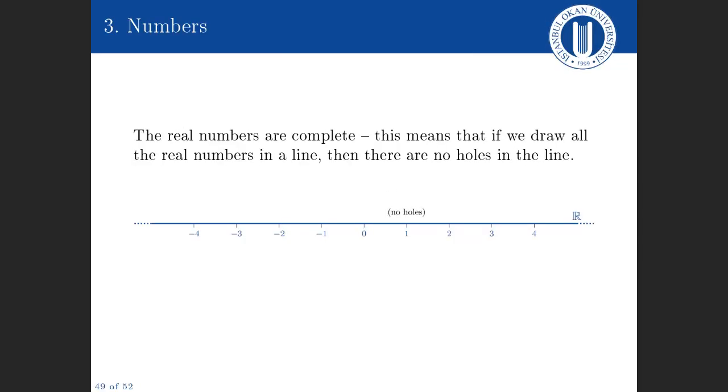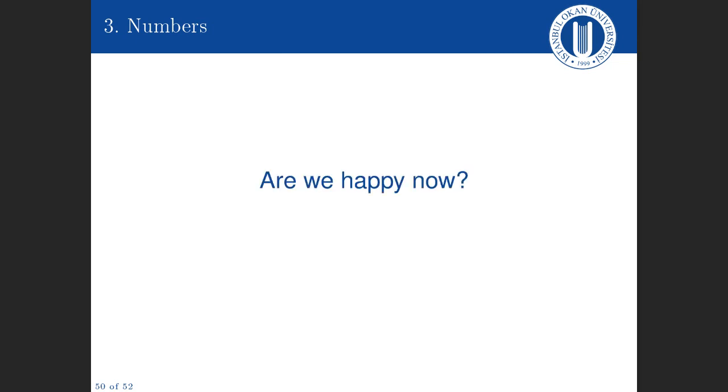The real numbers are complete. That means if we draw all of the real numbers in a line, then there's no holes in the line. So we should ask ourselves, are we happy now? In other words, do we have enough numbers to be able to do mathematics? And the answer is yes. Now we're happy. Now we can move on with this course and do some mathematics.